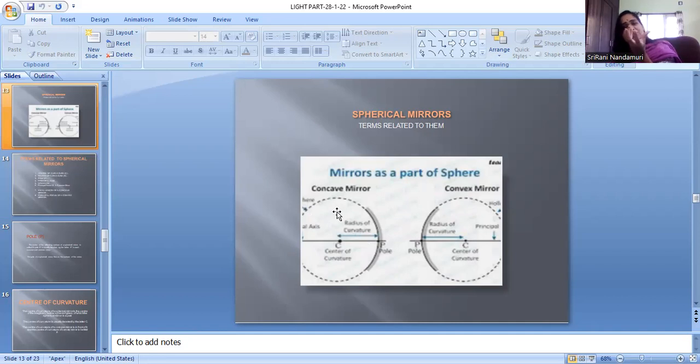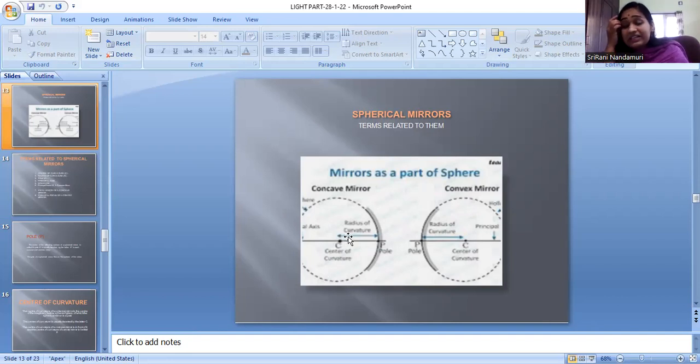Just simply remember, if there is no ball, how can you cut? If there is no apple, how can you cut a part of it? There should be a complete apple to cut a part of it. So this is the part you have taken, the concave or the convex mirror. To get that curved mirror, you have to see the complete sphere here. The center point of the sphere is considered the center of curvature.